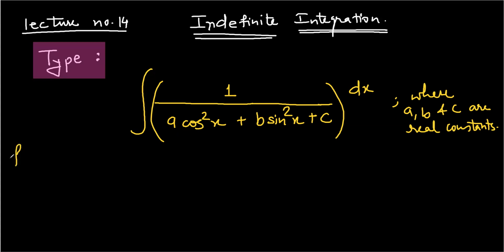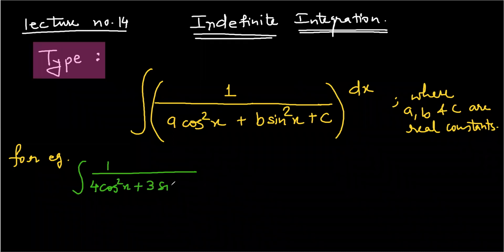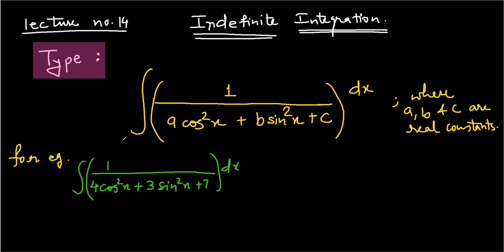So let's have few examples of this type of problem. For example, 1 upon 4 cos square x plus 3 sin square x plus 7. So this is the type. I may get such a question to be integrated, and if it is so, then what type it is? It is this type.